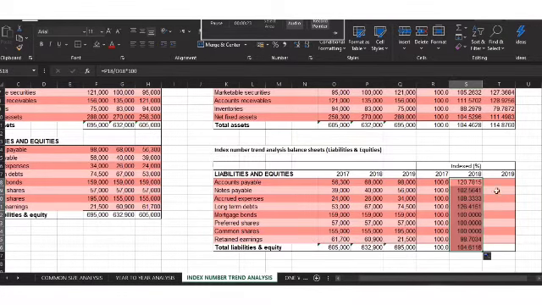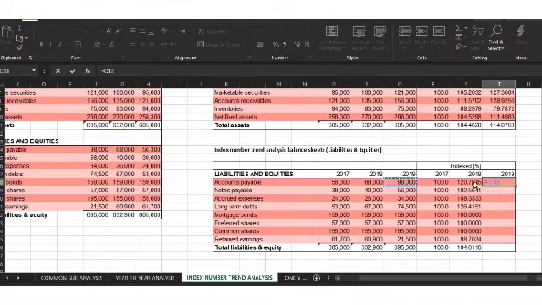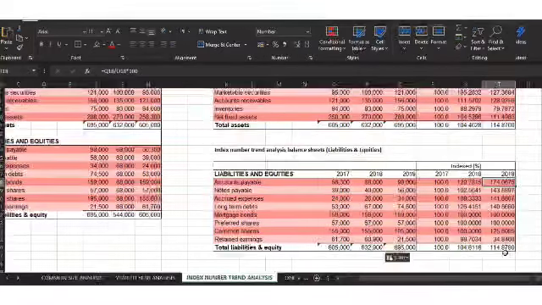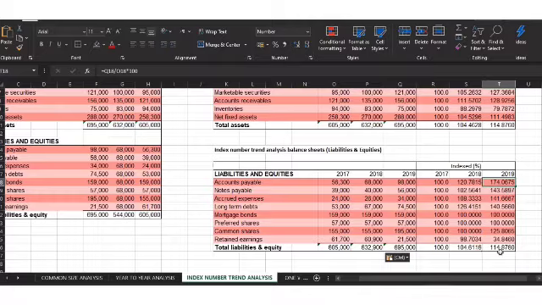So the amount, and here is the answer. The amount for accounts payable in 2019 divided by the base year 2017, multiply 100. So you will get the answer 100. While the total asset from 2017 until 2019 keeps increasing every year, and for the total liabilities and equity, the index percentage keeps increasing from 100% to 114.87% in 2019.